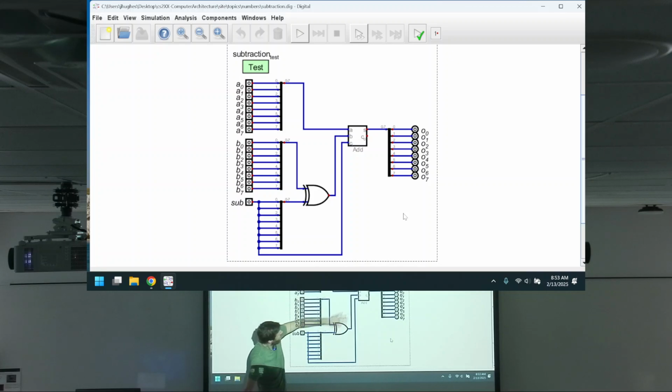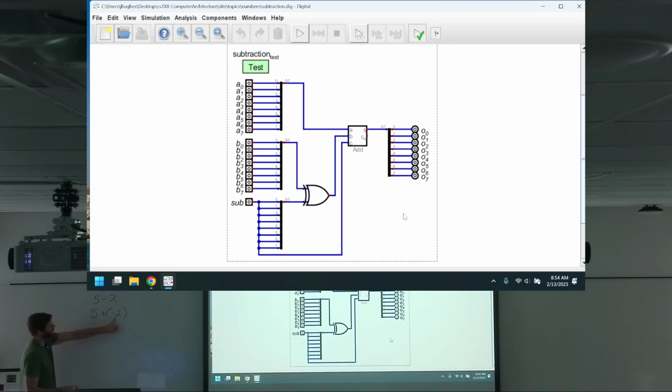A and B produces the output, right? It's an adder. Nothing special. But if I want to do A minus B, well, remember, A minus B is the same as A plus the negation of B, right? This shouldn't scare anybody. 5 minus 2 is the same as 5 plus negative 2, right? Think back to grade 2. Maybe grade 3, I don't know.